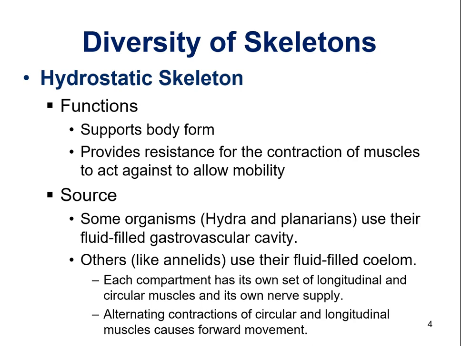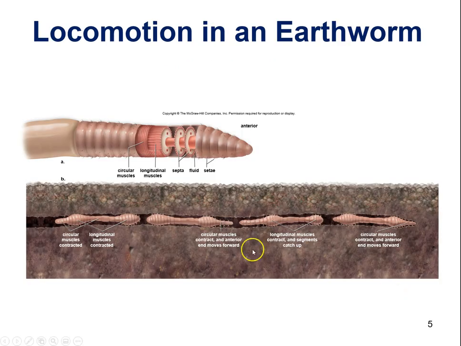Okay, so remember that planarians don't have a true body cavity, right? But they have this gastrovascular cavity that's filled with fluid. Okay, so for annelids, right, it says each compartment has its own set of longitudinal and circular muscles, right? And its own nerve supply. Okay, so we're gonna look at a picture in a second. And then basically there's alternating contractions of those circular muscles and the longitudinal muscles that allow the worm to essentially move forward, okay? And so this is showing you this here.